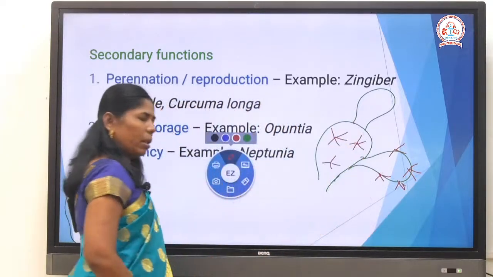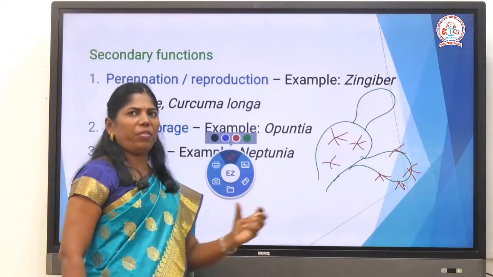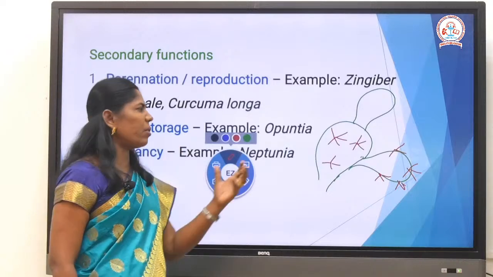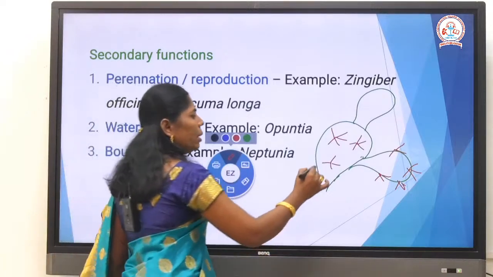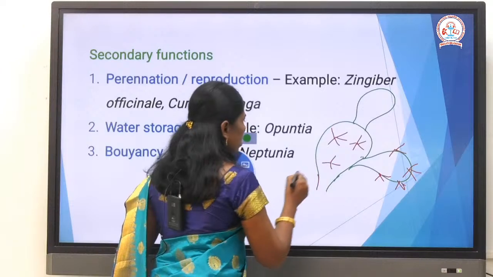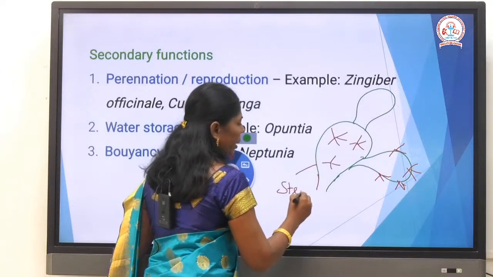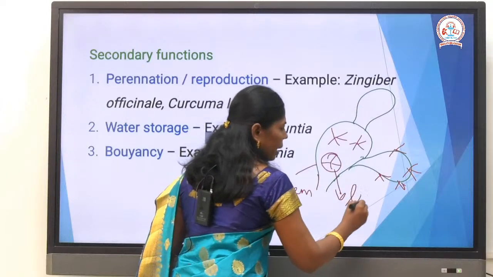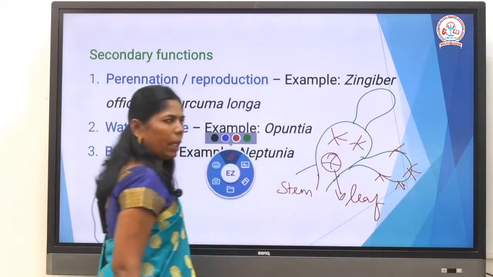Okay. So why? What is the necessity for that modification? They want to survive. They want to escape from transpiration. Okay. So here, this is your stem. The stem is modified into a leaf-like structure, and the leaf, this is a leaf. The leaf is modified into a thorn-like structure.